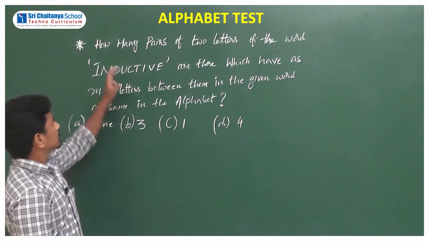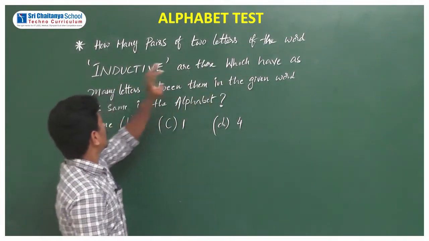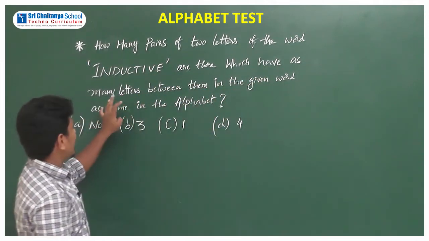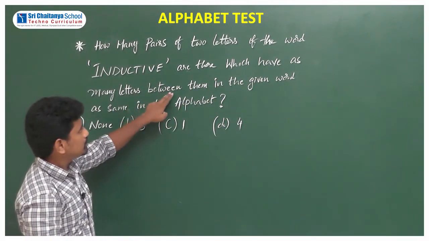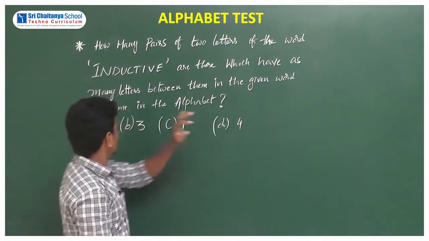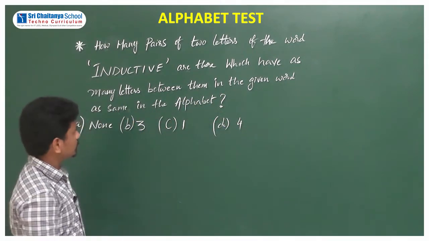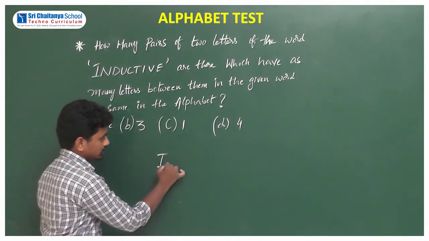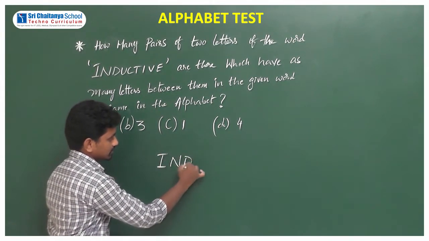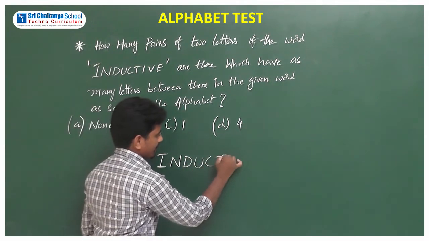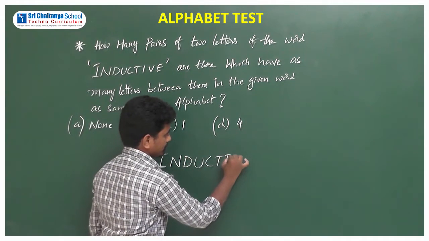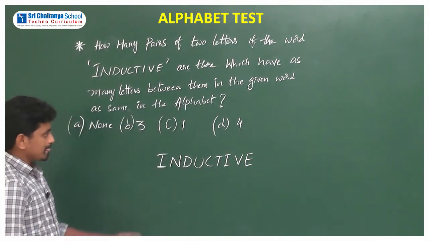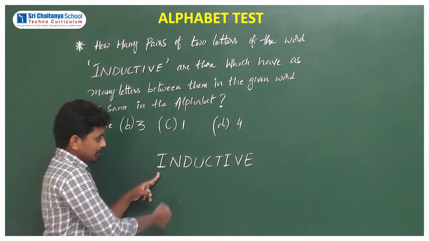Next question. How many pairs of two letters of the word inductive are there which have as many letters between them in the given word as they have between them in the alphabet? Okay, what is the word? Inductive, right? First I have to write the word, inductive. Now I have to write the place values.